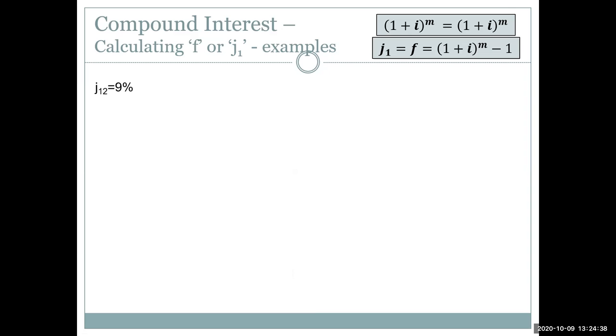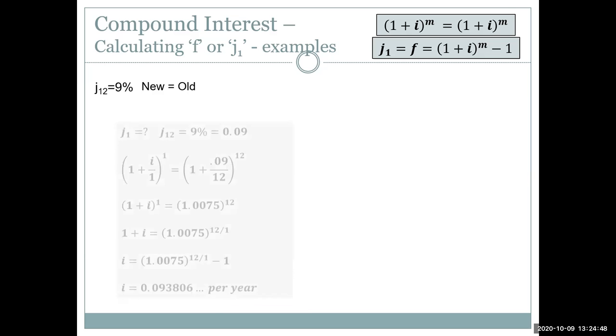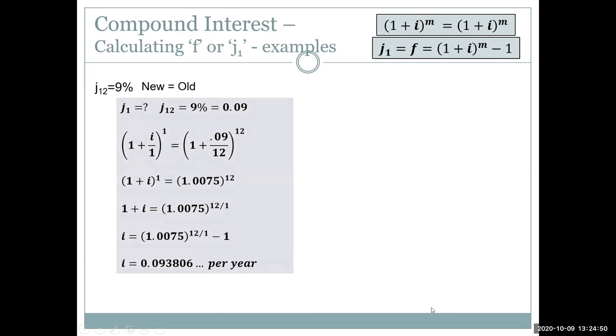Let's do our last example here. We have a monthly compounded rate. Our nominal rate is 9%. Concept method again, new is equal to old. Our J1 is unknown. Our monthly compounded rate is 9%. So we notice here we have the 0.09 over 12 and the entire bracket raised to the 12th.